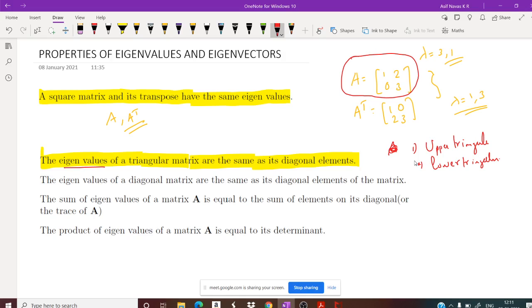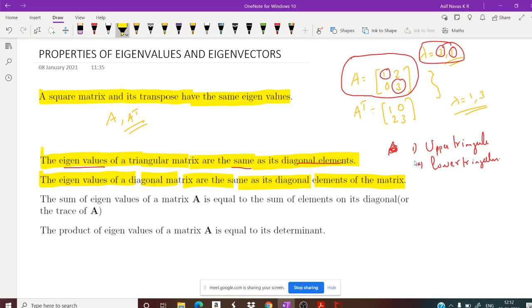By the property, eigenvalues are the same as the diagonal elements. We already calculated eigenvalues 3 and 1, and these are the diagonal elements. So eigenvalues of a triangular matrix are the same as its diagonal elements. Similarly, if a matrix is diagonal, then its eigenvalues are its diagonal elements.